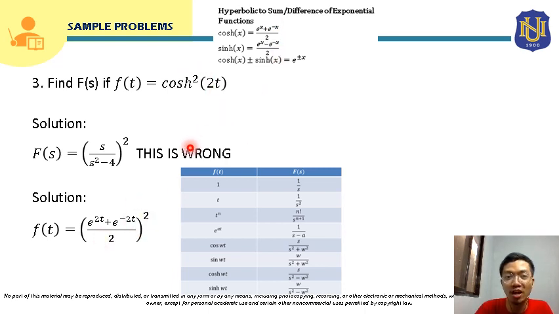And we will just square that, since this is squared here. So from here, simplifying this, squaring this, this will just be e raised to 4t plus e raised to negative 4t plus 2 over 4.